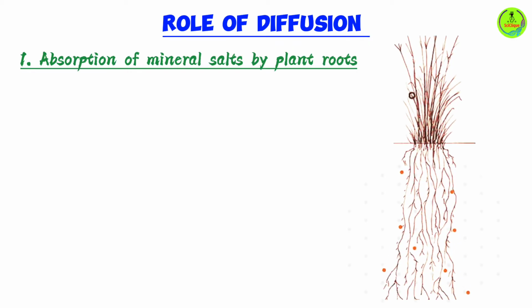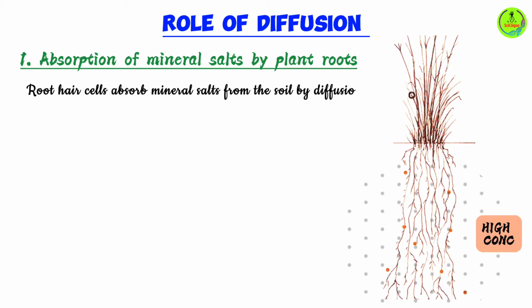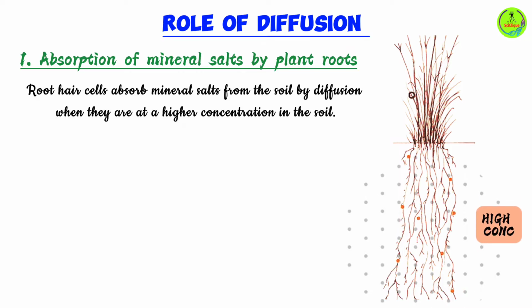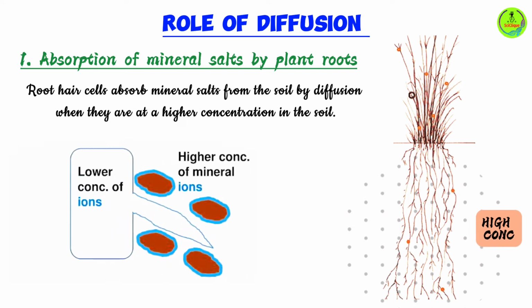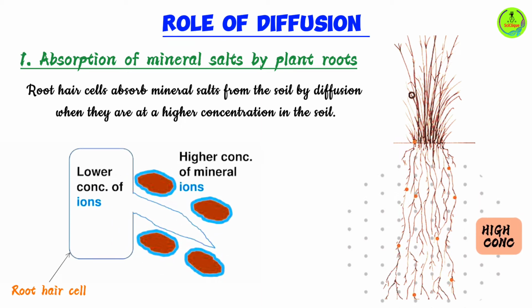Number one is that it allows the roots of plants to absorb mineral salts from the surrounding soil. So this is possible when the mineral salts are at a higher concentration in the soil than in the sap vacuoles of root hair cells. Okay, let me explain. Remember, we are talking about movement of molecules from a region of high concentration to a region of low concentration. So the mineral salts have to be at a higher concentration in the surrounding soil than in the root hair cells. When that happens, then diffusion naturally takes place.